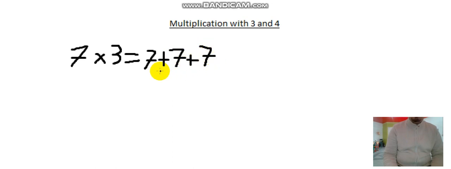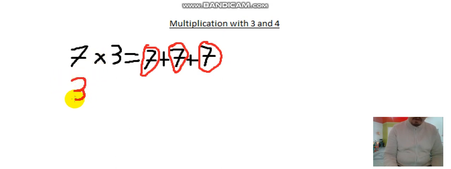So that's 3 7s. Let me make them in red so that you can see them better. 1 7, 2 7s, 3 7s. That's basically what multiplication is. When I have 7 times 3, which is, let's remember, the same as saying 3 times 7, this is really what you're saying, 7 plus 7 plus 7. So 3 7s added together.